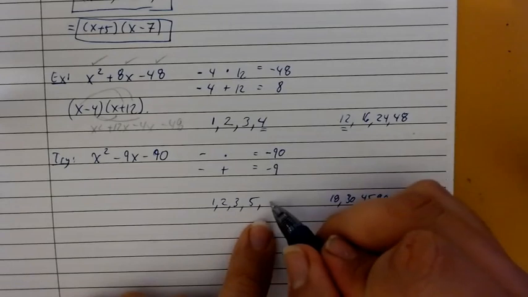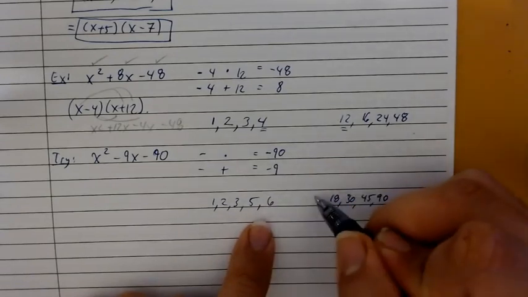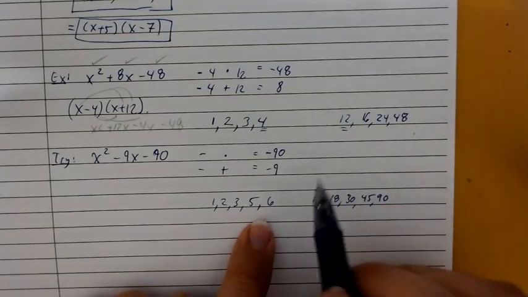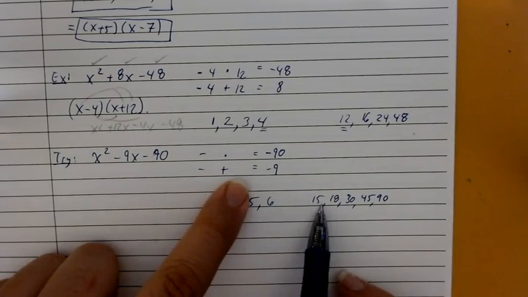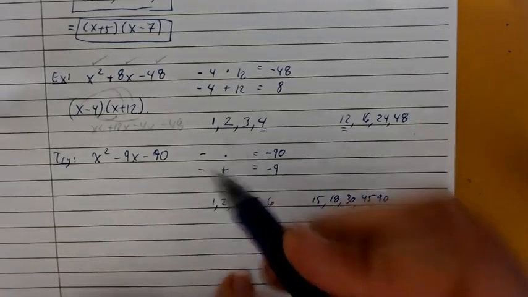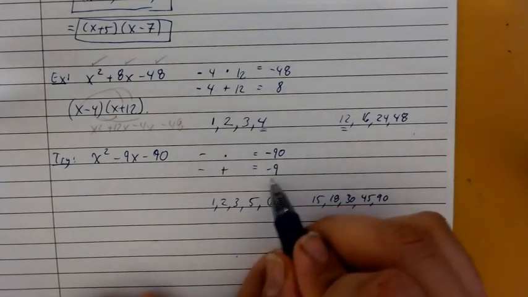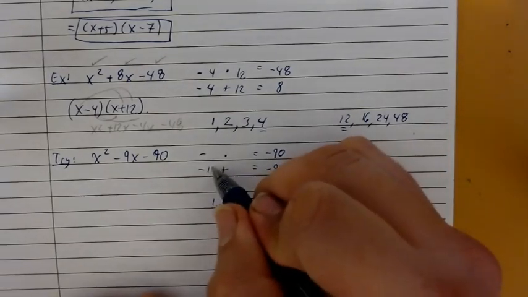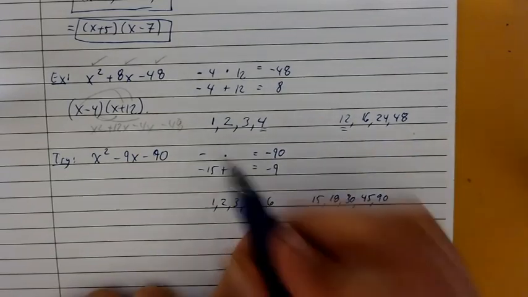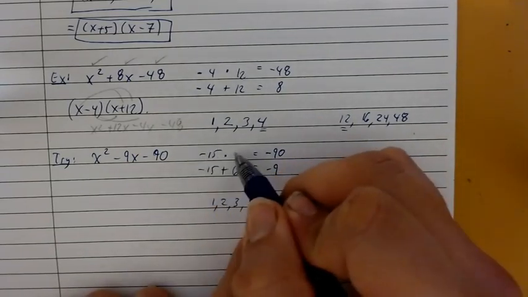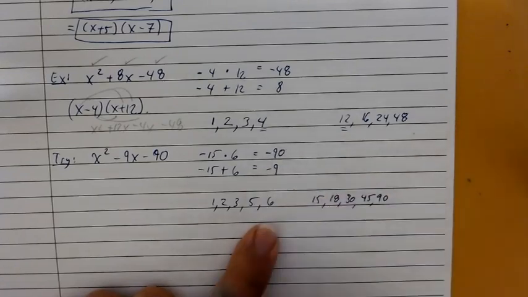So I think maybe the next one should work. Can I divide 90 by 6? Yes, I would get 15. So let's try this here. Negative 6 plus 15 would be positive 9. So then I just need to switch them. I need the sign of the bigger number to be the negative one. So here that's going to be negative 15 and positive 6. That way negative 15 times 6 will give me negative 90.